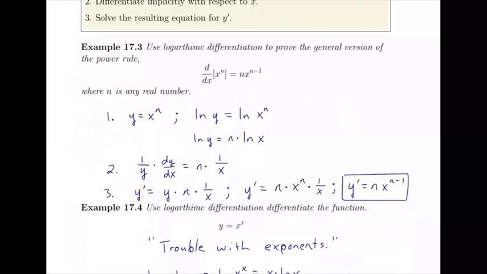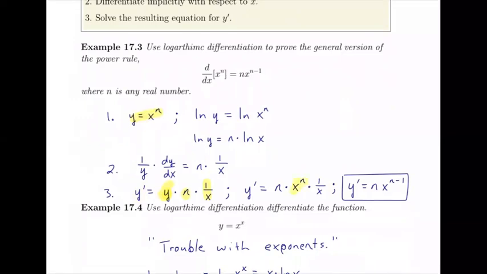So in order to do that, I multiply both sides by y, and I end up with y prime is equal to y times n times 1 over x. And this looks pretty good. I'm convinced that I'm more or less on the way. It's just, what is this y over here? We'll have to remember that y was x to the n.